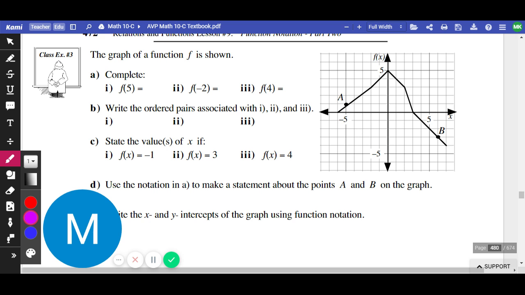The first question says, complete f of 5. What does that mean? It should be giving you an input or an output. Is this giving me an input or an output? Input, right? They've changed the inside number. What they're telling you is that x equals 5.